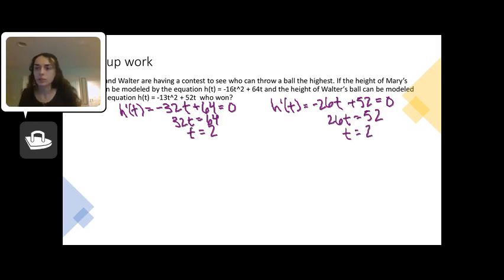So I saw that in some groups, people said that Mary and Walter tied because they hit their maximum value at t equals 2. This actually is not correct. So at t equals 2, right, at time equals 2, the balls reach their maximum height. But we don't know what that height is. That height is going to be modeled by our y value at these points.